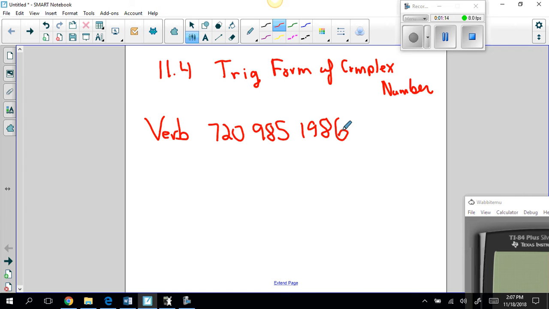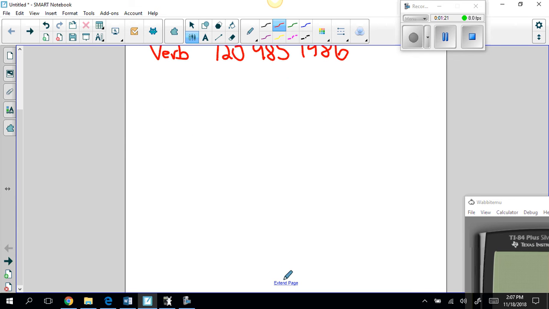But here we go. Section 11.4, trig form of a complex number. Why are we talking about complex numbers? Remember square root of -4? It does not exist in the real number system, but in the complex number system, it's 2i. We get things like -1 minus 4i, that's a complex number. It has a real part and an imaginary part.